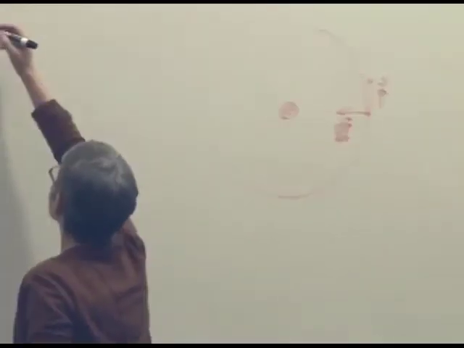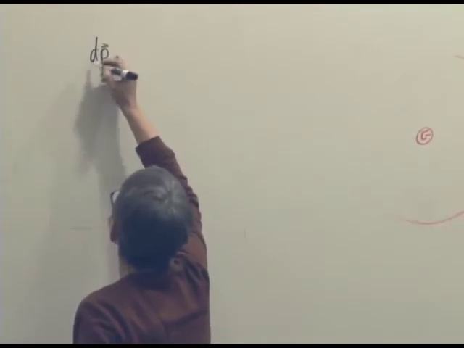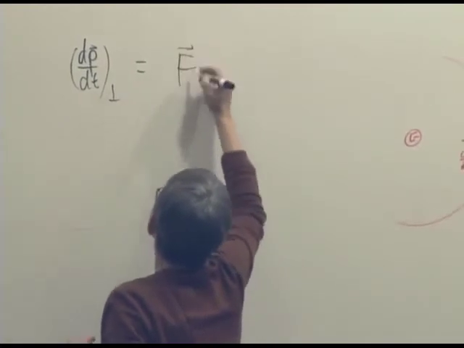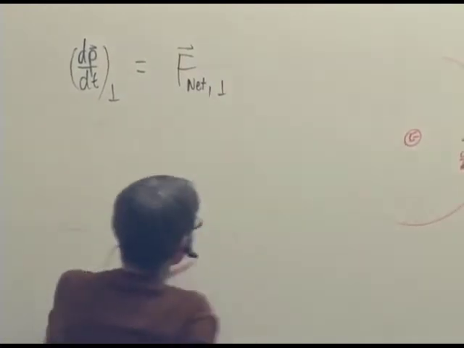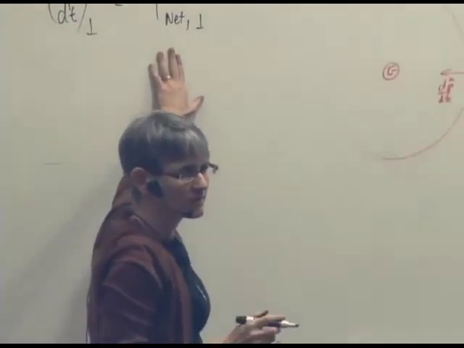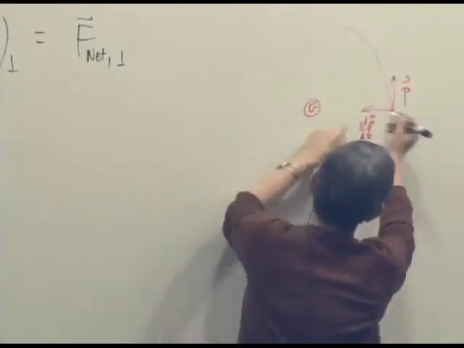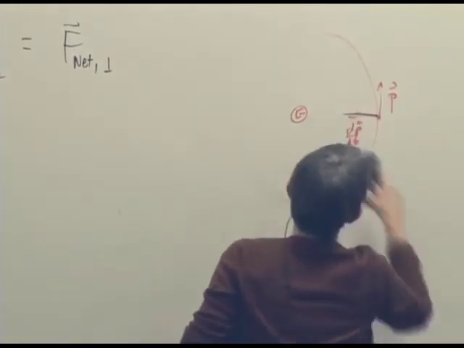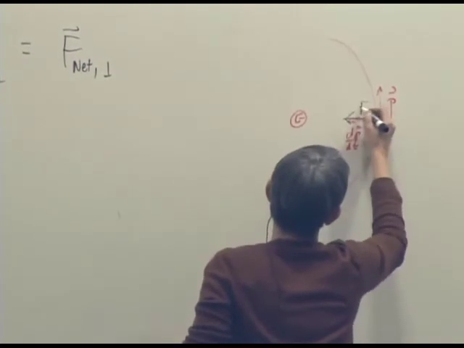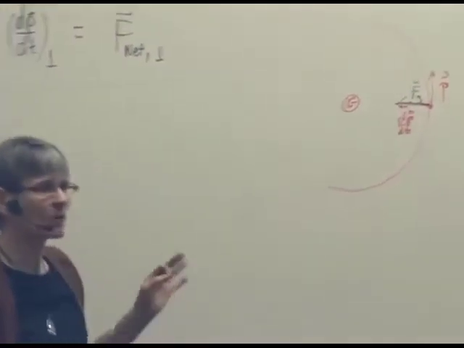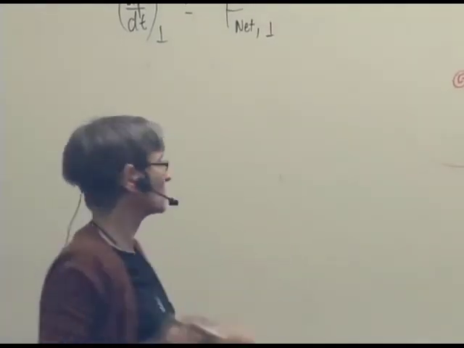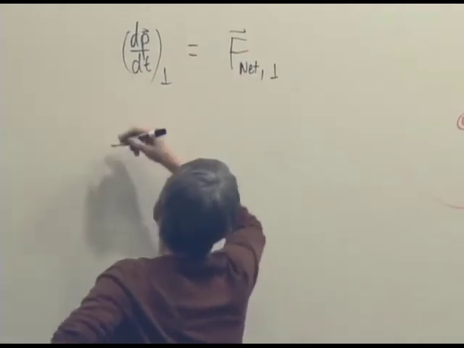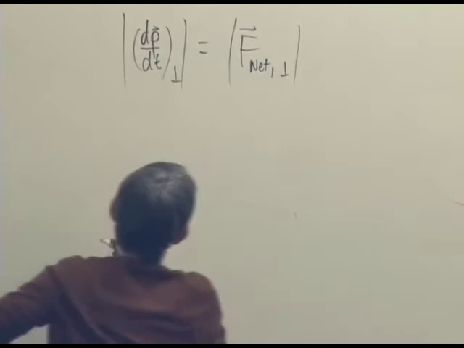So we can write that piece of the momentum principle, dp/dt perpendicular, is equal to the component of the net force perpendicular to the momentum. Well, in this simple case, the gravitational force is surely also perpendicular to the momentum. So there is no component of the gravitational force parallel to the momentum, and so this is just going to be equal to the gravitational force. So let's take magnitudes. We've now taken care of directions.